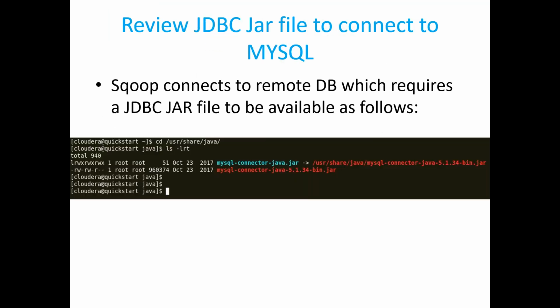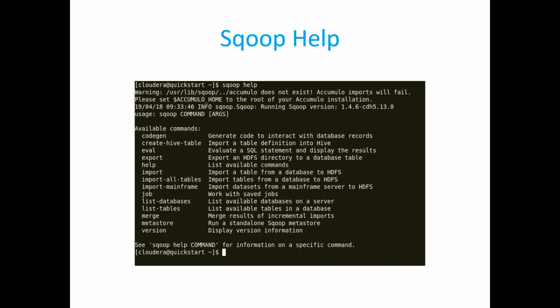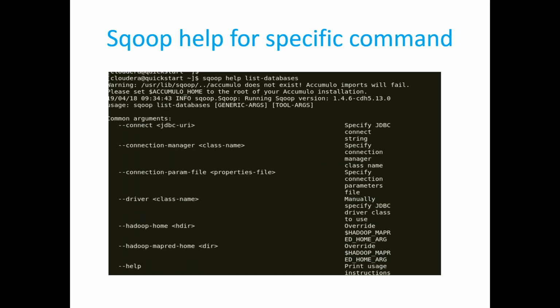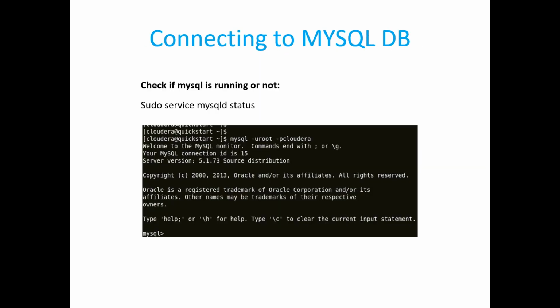So we have seen the Sqoop version. We have seen how to get the list of all the Sqoop commands. Also, we have seen how to get help on a specific command. In our case, we wanted to use MySQL as the database from which to pull the data. So the first step is, it's good practice to check the status of MySQL. The way you can check the status is by using this command: sudo service mysqld status. This command will give you the status of your MySQL database, whether it is up and running or not. Let's go ahead and run this command.